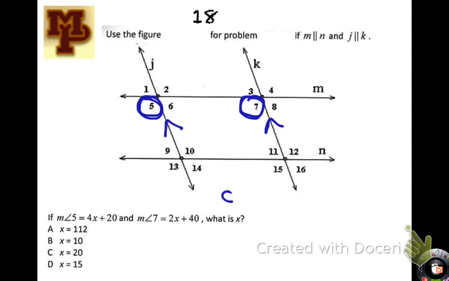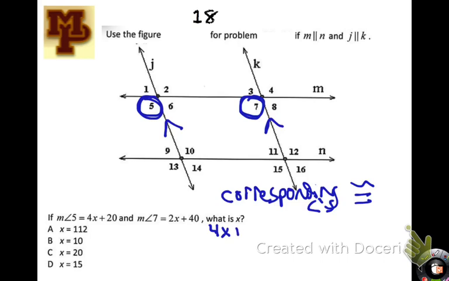So corresponding angles are congruent. And if they're congruent, that means we can set them equal to each other and solve for x. So let's say 4x plus 20 is equal to 2x plus 40. And then we use our awesome algebra skills.